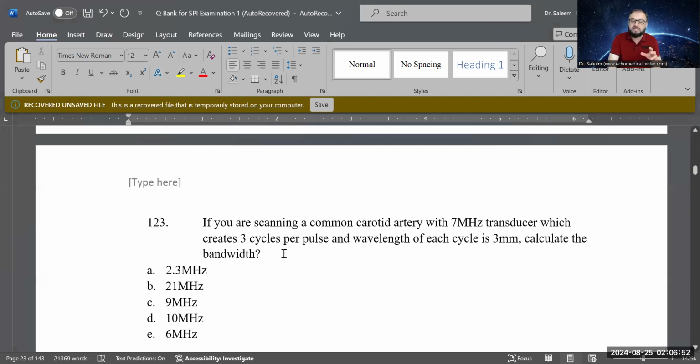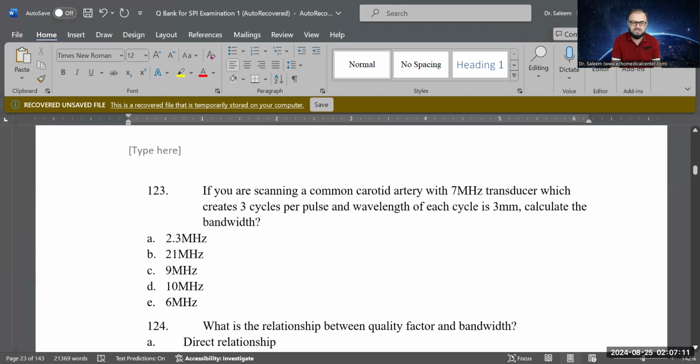Quality factor in a short pulse is actually equal to the number of cycles created in one pulse. That is the quality factor. So 7 divided by 3. 3 is the Q, and 7 megahertz is the operating frequency. So the result will be 2.3. Good job. That is the correct answer. Let's do the next question.